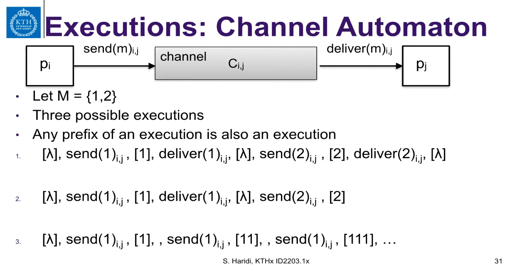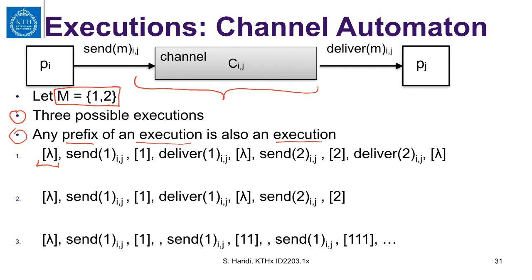Okay, so let us look at an execution regarding the channel automaton here. And we assume that the possible set of messages are 1 and 2. This is a possible set of messages. There are many executions, and here is an example of 3 possible executions. We use this notation to say that the queue in the channel is empty. And notice from our definition of execution, any prefix of an execution is also an execution, which includes, of course, the empty sequence. That's also an execution.